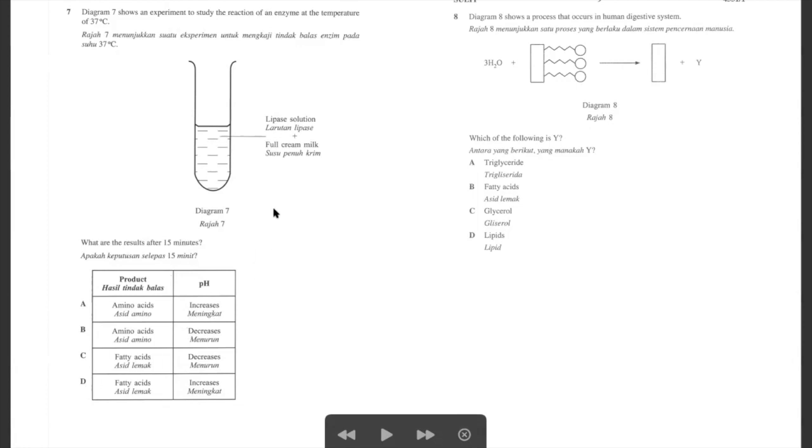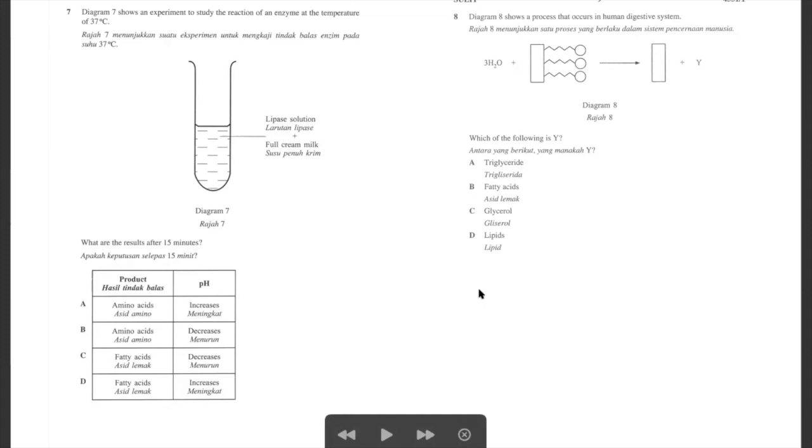Now you see the product is fatty acid, right? So acid is acidic in nature. So what will happen to the pH? pH will go down. Why? Because we know pH 1 to 6 is acid, 7 is neutral, 8 to 14 is alkaline. So when there is a presence of fatty acid, that's why the pH will decrease. Why? Because it's an acid.